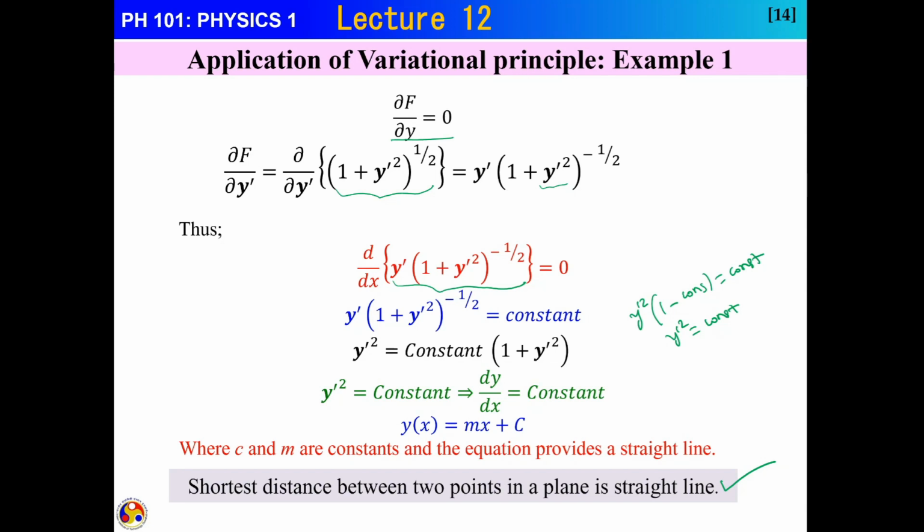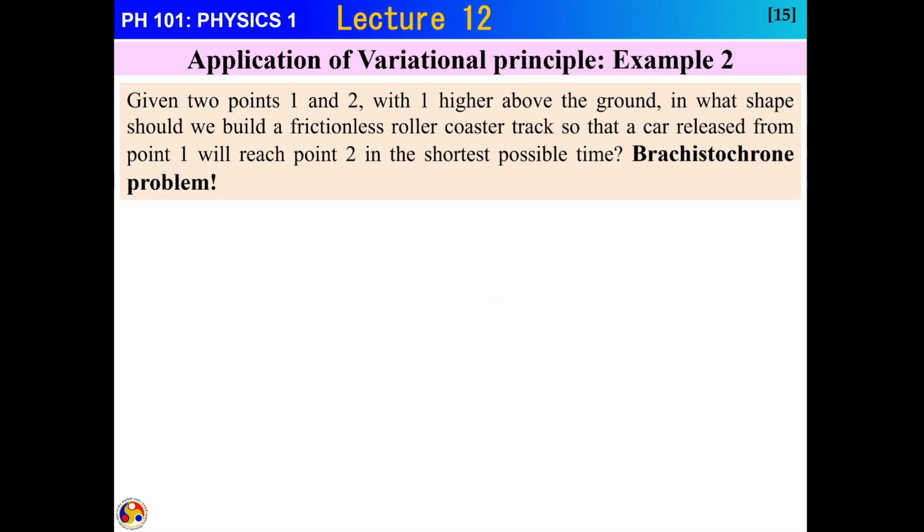And now let's take a simple complicated problem: how do we design a roller coaster? We have already seen how a roller coaster looks, or you have experienced it when you are entering a theme park and enjoying it. Why should the roller coaster be in a particular shape? That also deals with this Brachistochrone problem. So let's take a plane. I release this roller coaster from here, let's say point 1, and it reaches point 2.